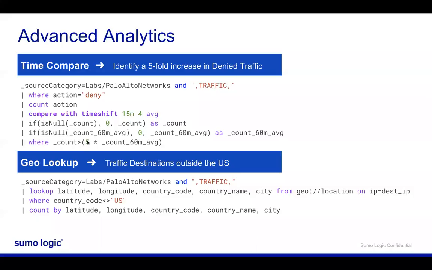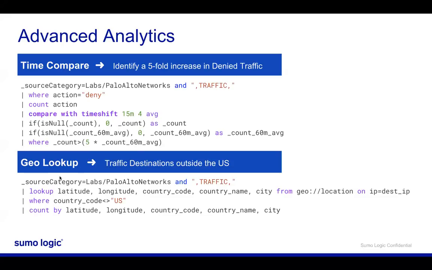And this 5 is the one that you would change if you want a 10-fold or a 15-fold. But essentially, I'm looking at my average and comparing it to 5 times if this where clause would eliminate anything that is where the present is not 5 times more than the past, right?